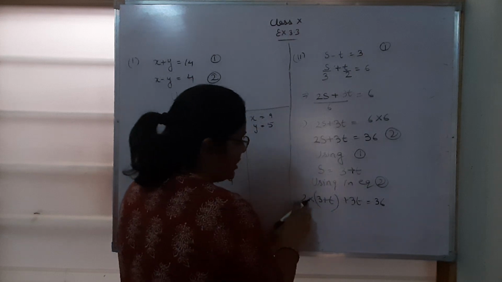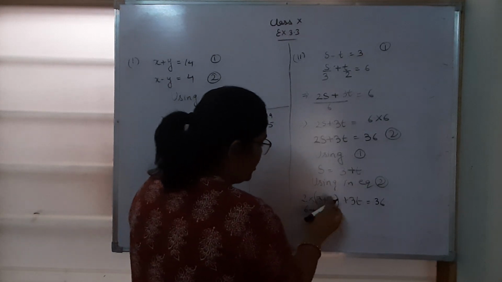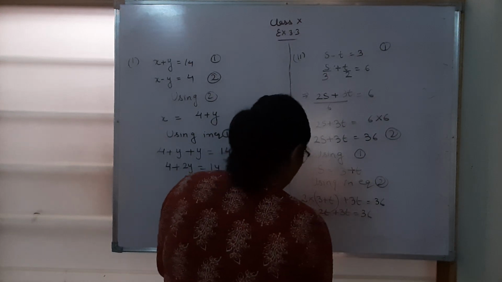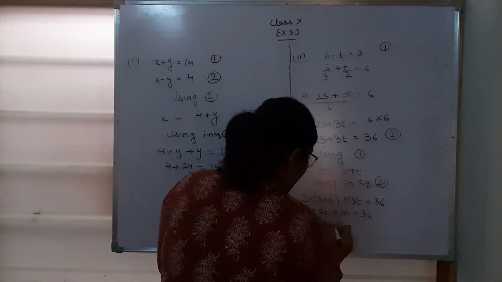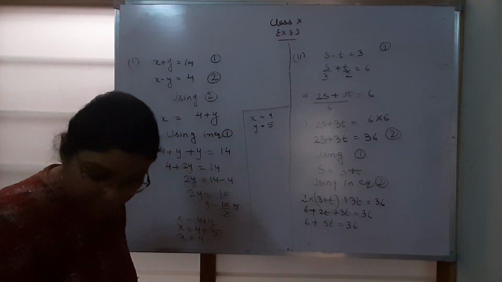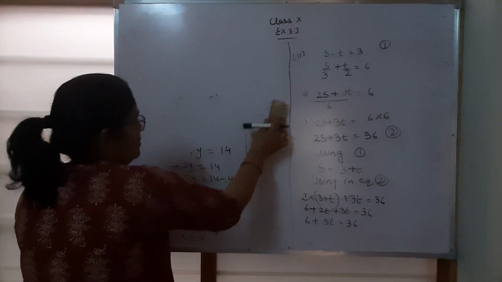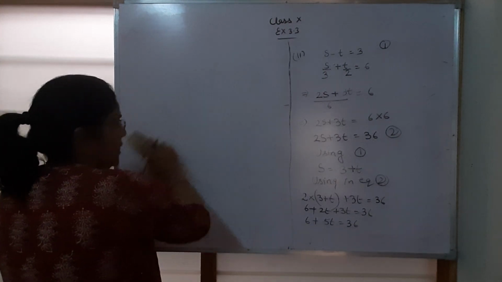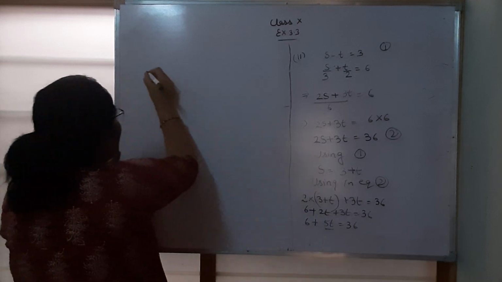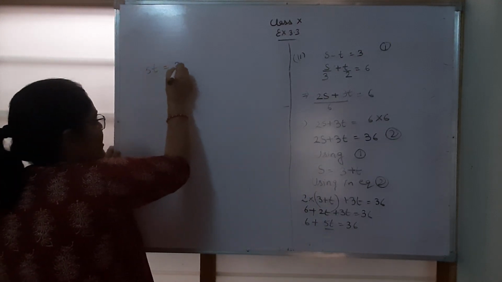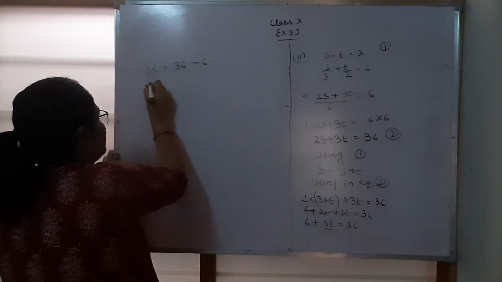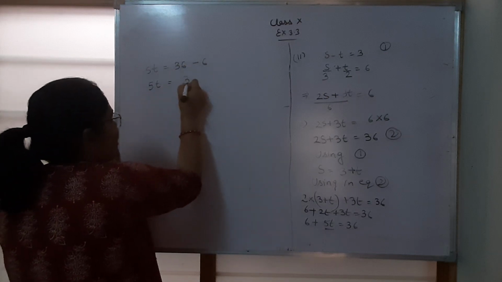Now, opening the bracket, 2 into 3, 6. 2 into t, 2t. Plus 3t equals to what? 36. Now 6 plus 5t equals to 36. Now we'll transpose the like terms. Here we have 5t equals to what? 36. Now plus 6 will become minus 6 here. So 36 minus 6 will be 30.